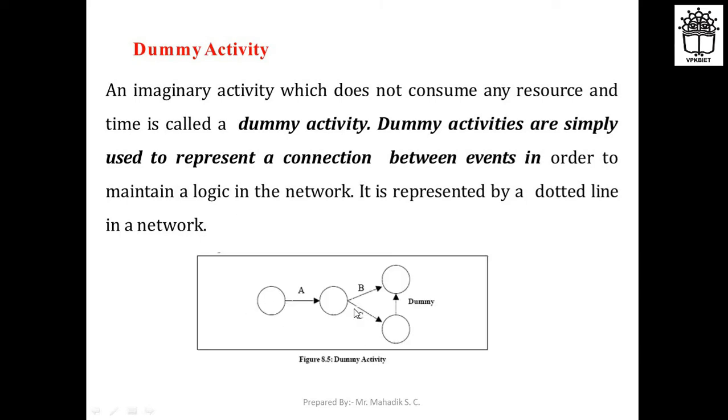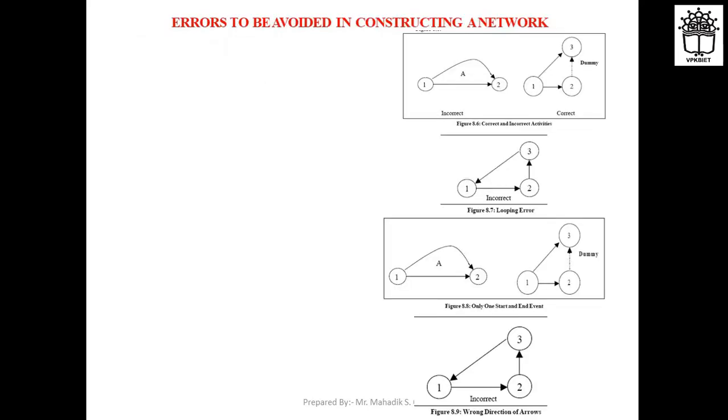Here you can see these are the activities A, B, C, and this is the dummy activity, shown with just a dotted line. It does not consume any resource or any time. So that is your dummy activity. Here you can see where we can use this dummy activity. Some examples are given.